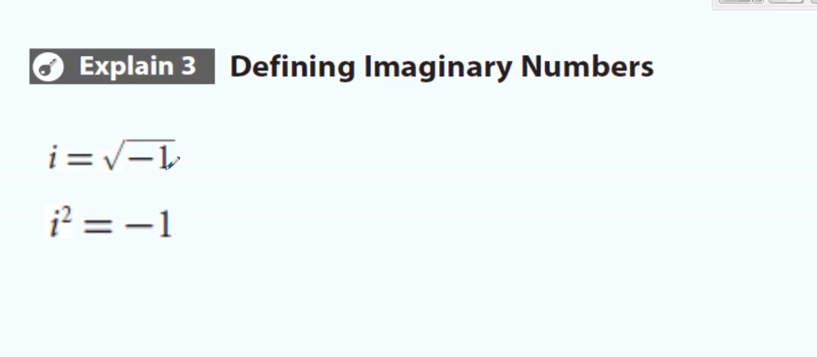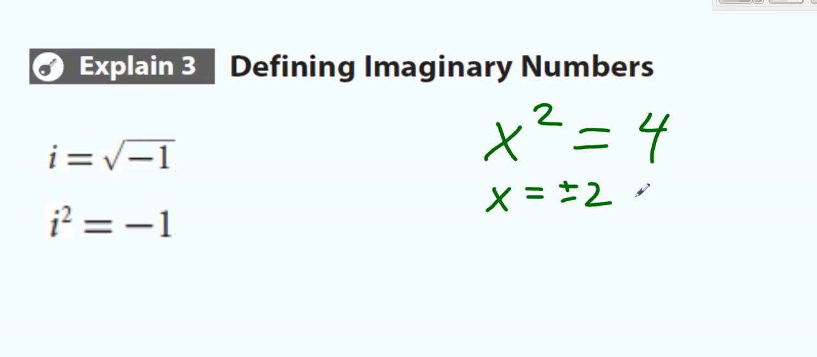So you're going to get imaginary solutions to something like, let's talk about this problem first. If x squared equals 4, what does x equal? 2 or negative 2, plus or minus 2. You take the square root. 2 squared is 4, and negative 2 squared is 4.